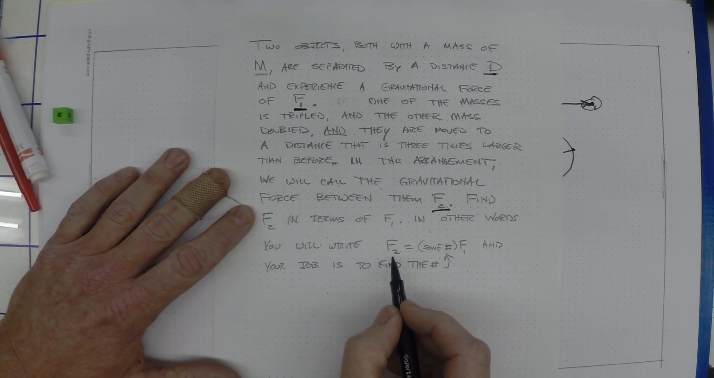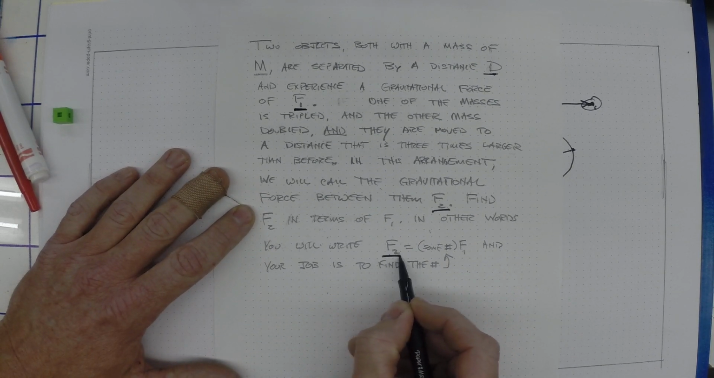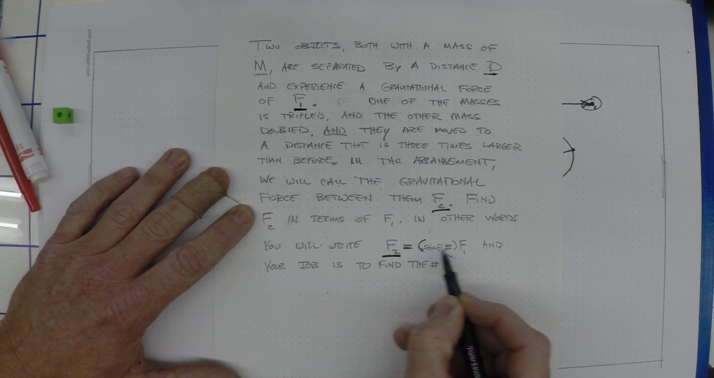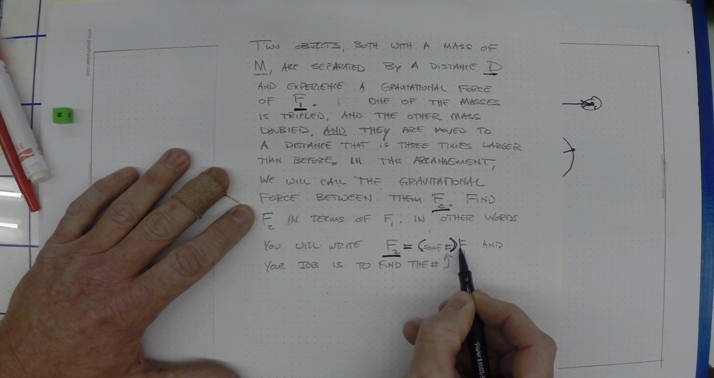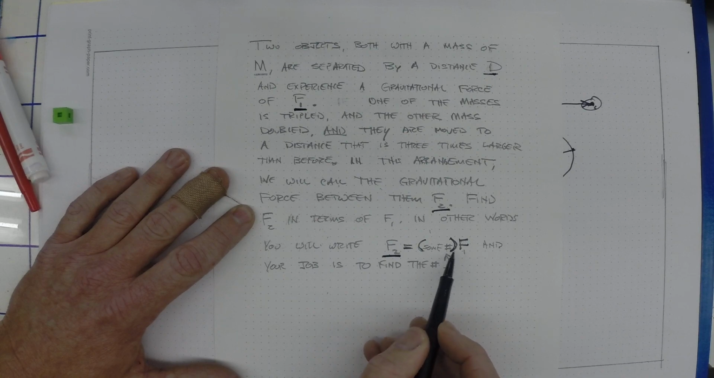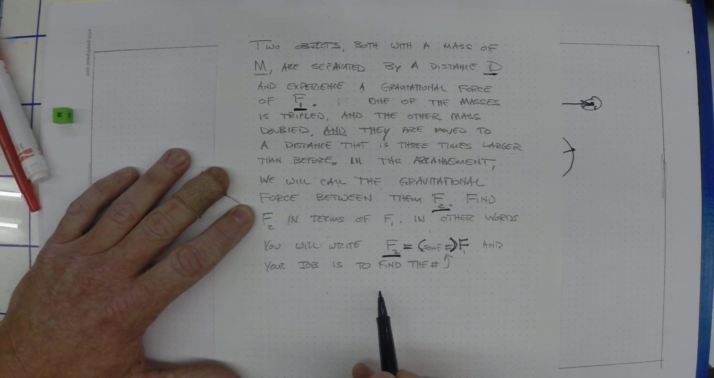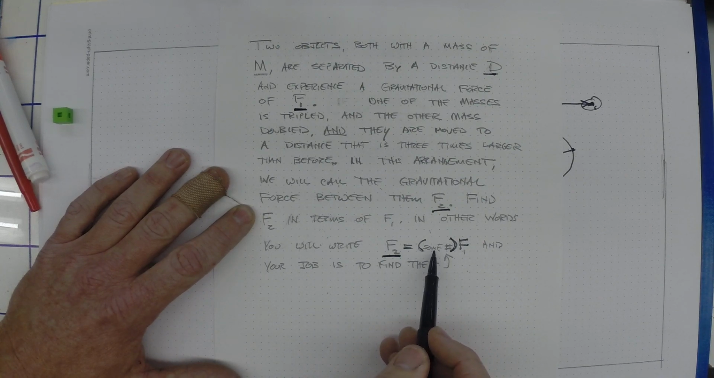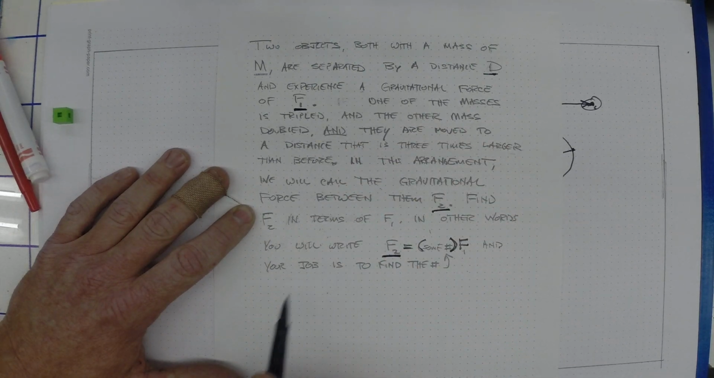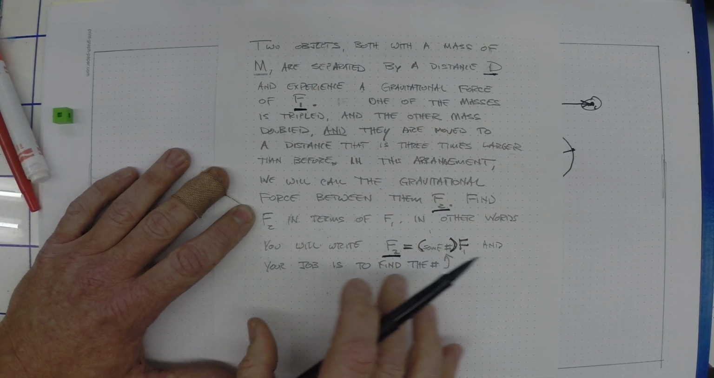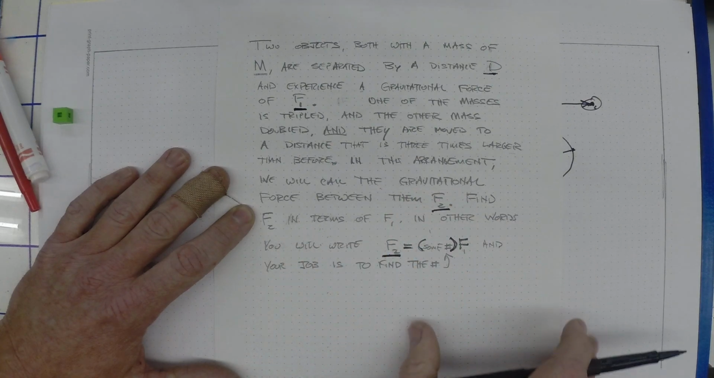In other words, when you're done, you're going to write F2 equals some number that we have to find times F1. Should F2 be half of F1? Or is it 3 times F1? Or is it 7/5 of F1? Whatever, there's a number here that we need to find. And I'm going to run through with you now the technique we use to find it.